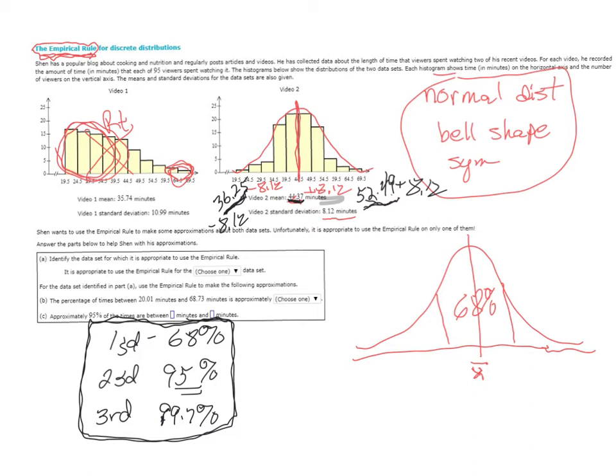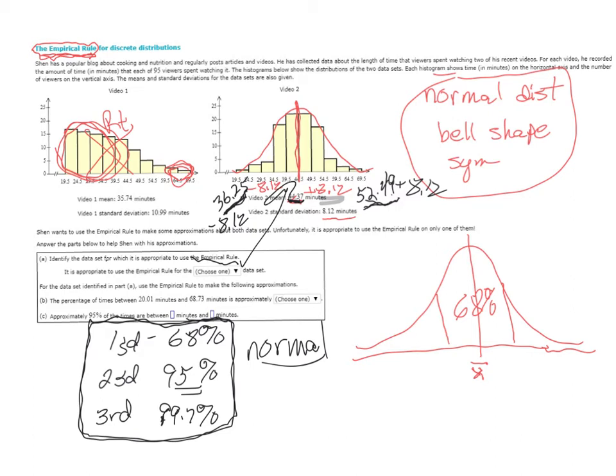This only works if this is a normal distribution, or bell-shaped distribution. All right, so when you're solving this problem right here, the first thing it says is to identify the data set for which the empirical rule is appropriate. So you're going to pick the normal distribution.